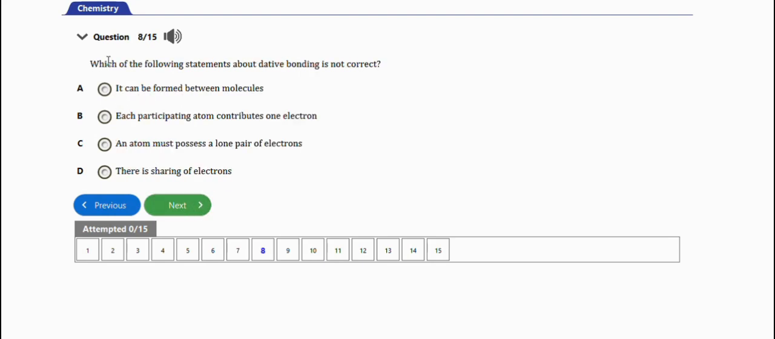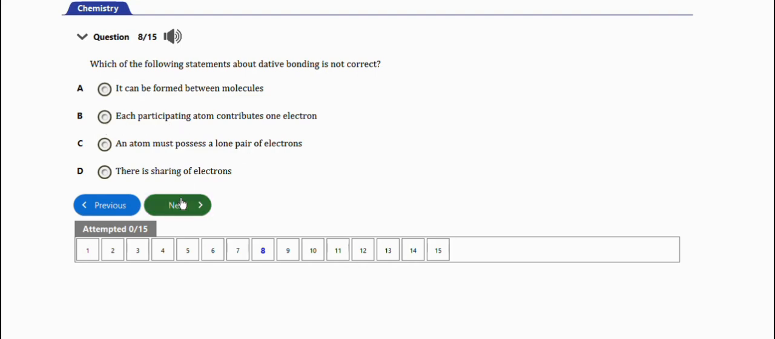The next repeated question says which of the following statements about dative bonding is not correct? It can be formed between molecules. Yes. Each participating atom contributes one electron. No, this is wrong. An atom must possess a lone pair of electrons. Yes. There is sharing of electrons. Yes. So the one that's not correct is option B. Alright, take note of this question, guys.